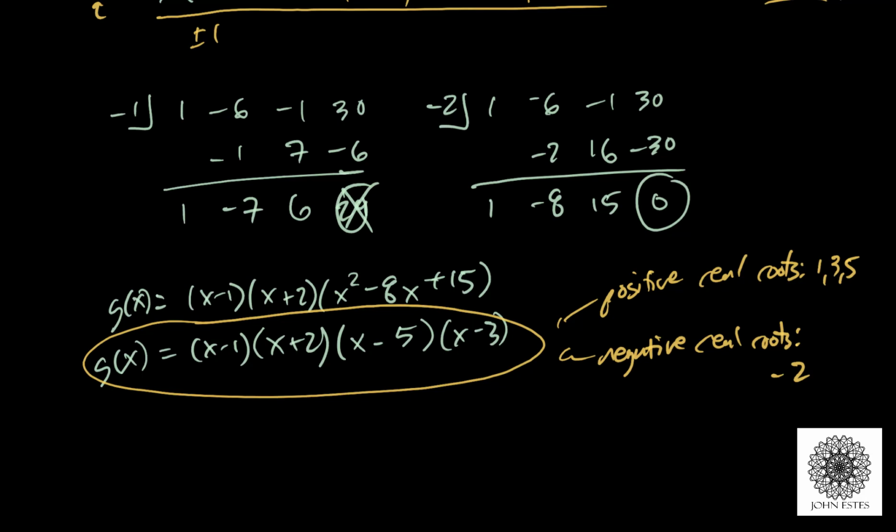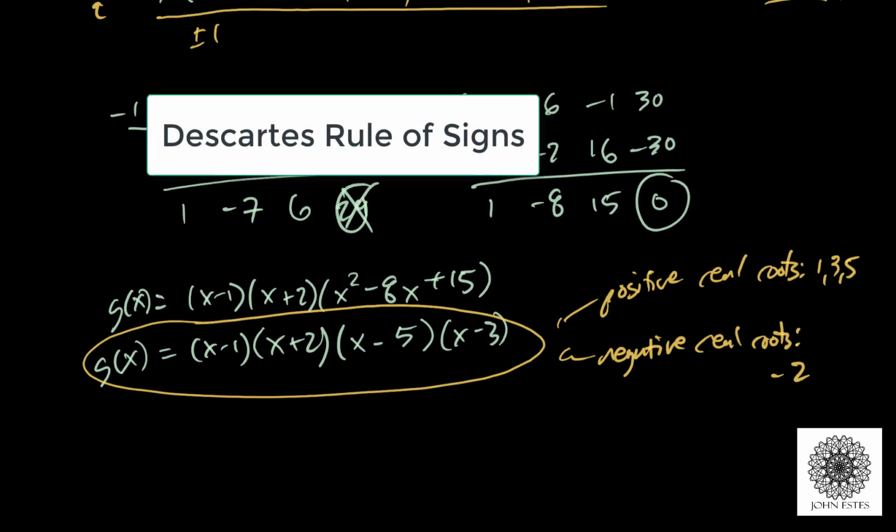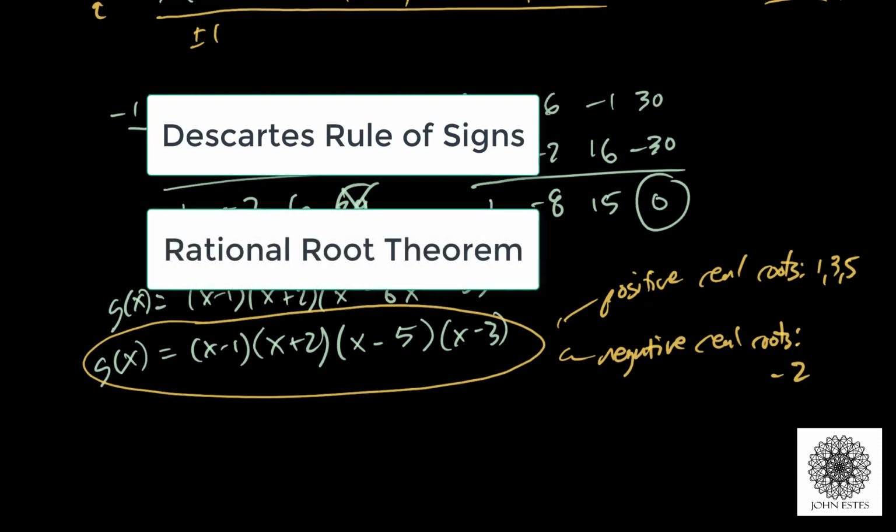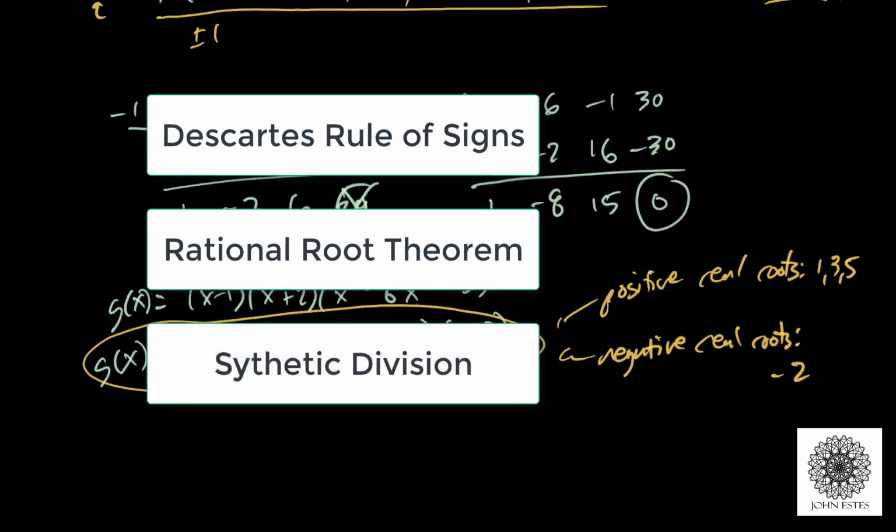Okay, now we actually combined multiple topics here. We did Descartes' rule of signs to figure out the number of positive and negative real roots. We used the rational root theorem to figure out a candidate list of what those could be. And then we used synthetic division to test those to see which ones were actually the true real roots. And it allowed us then to factor g of x into something that is really easy to visualize, but it would have been hard to do without these techniques.